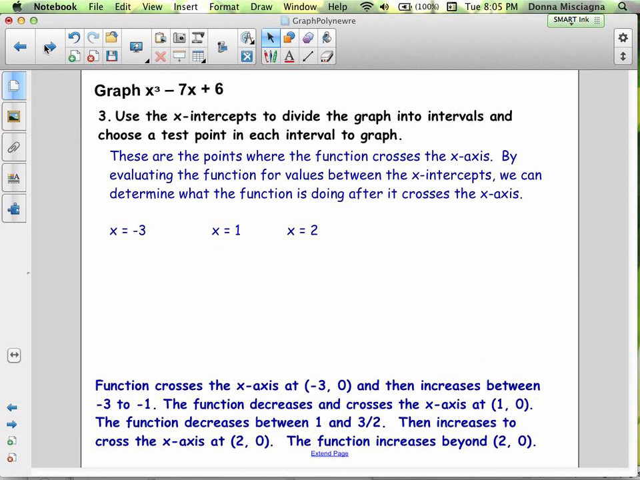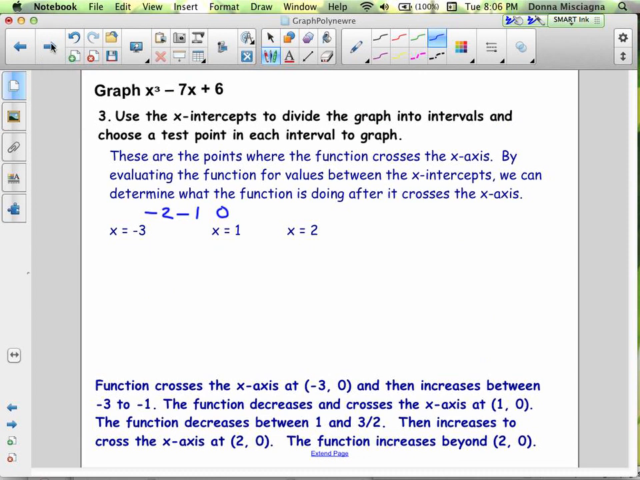Right? And so we have our x-intercepts. We're going to divide the graph into intervals and choose a test point in between each to graph. We have a lot of numbers in between -3. Right? We have -2, we have -1, and we have 0. No point in necessarily using 0 because we know what 0 is. That's going to be our y-intercept.